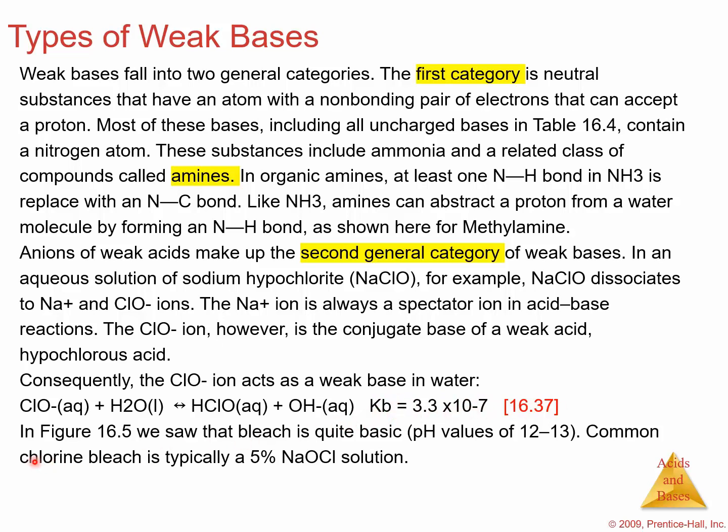Now in figure 16.5, we saw that bleach is quite basic, with pH values between 12 and 13. Common chlorine bleach is typically a 5% NaOCl solution.